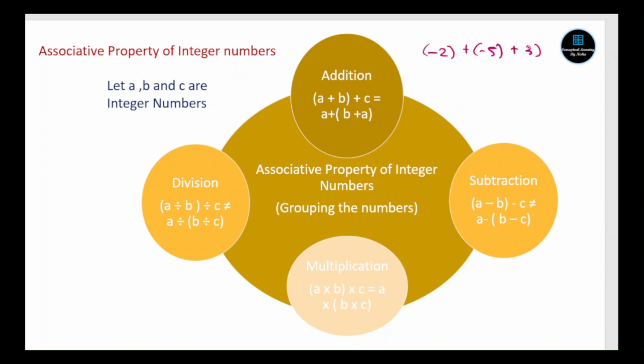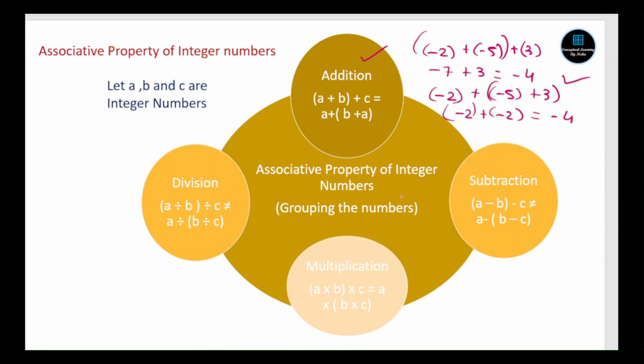Minus 2 plus minus 5 plus 3. I'll take these three numbers, and if I make a group of the first two first, minus 7 plus 3, I'll get minus 4. If I change the group, negative 2 plus the group of minus 5 plus 3 first, I'll get negative 2. So negative 2 plus negative 2, I'll get negative 4. So I'll get the same answer for addition. Same way you can prove it for multiplication.